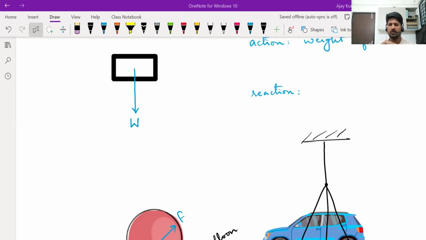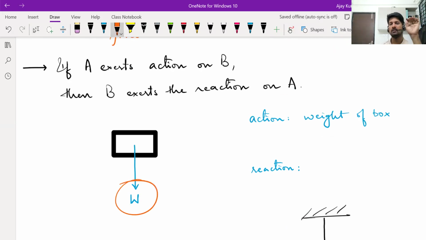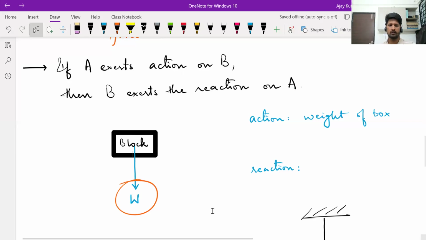What was the last point I told? It is written here: if A exerts action on B, B exerts reaction on A. Now the force we are talking about is weight. Weight is a force exerted by what on what? Who or what is exerting this force of weight on the block? Pawan, what do you think?